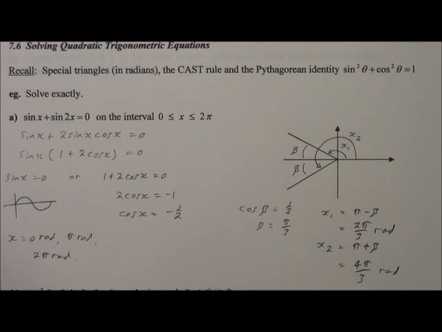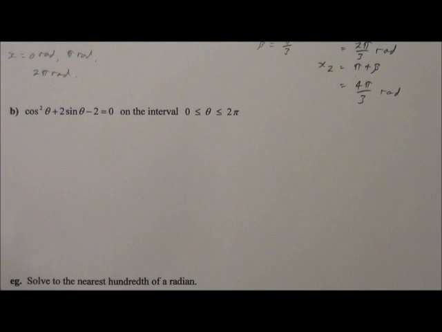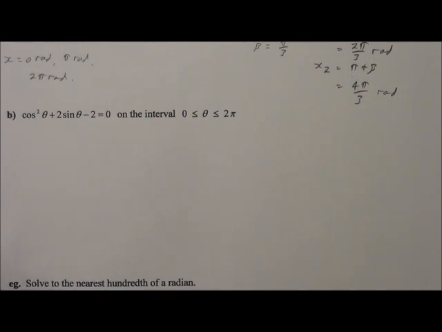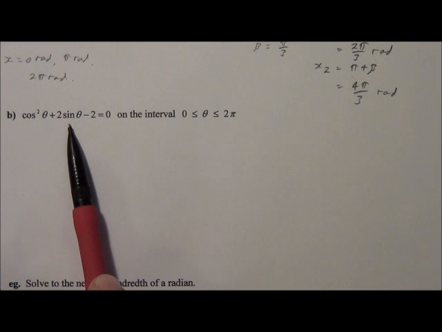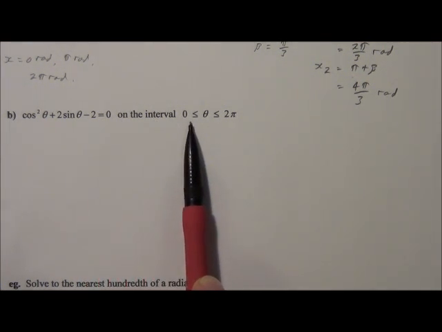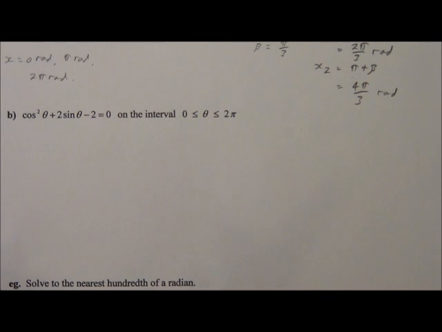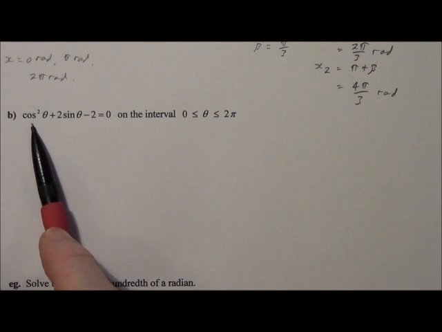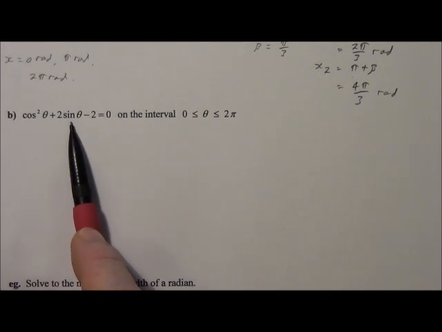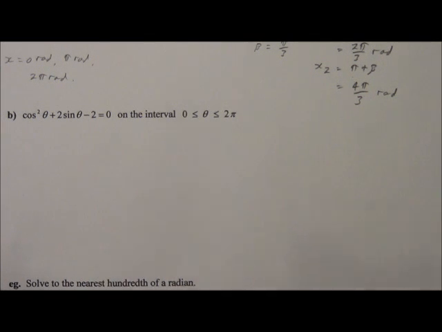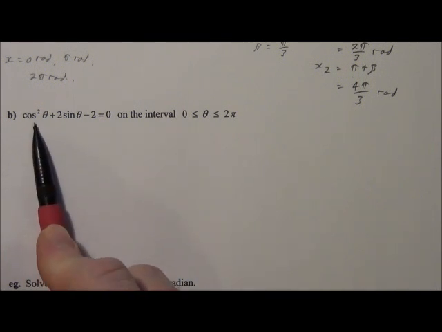Okay, let's continue. Now we've got cos squared theta plus 2 sine theta minus 2 equals 0, and we're trying to solve this as theta is between 0 and 2 pi. Notice that we've got a mixture of cosine and sine. A mixture like that will be very difficult to work with. So think of formulas that we could use to rewrite that in terms of sine.